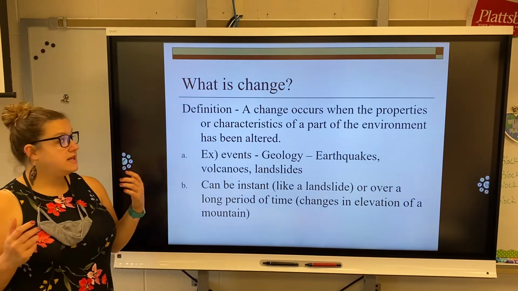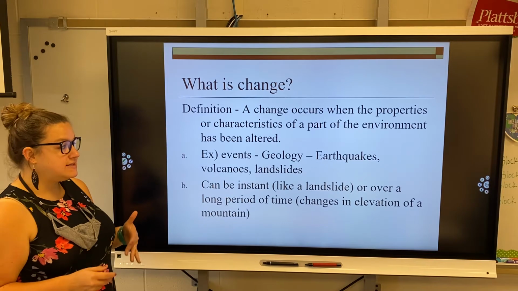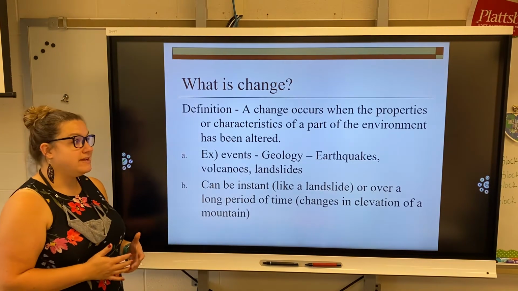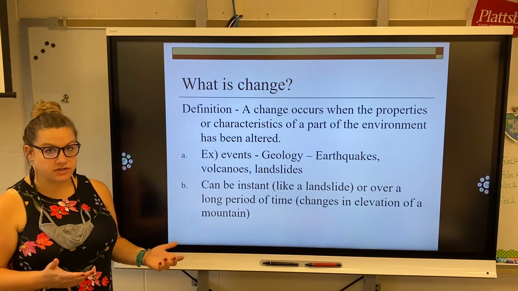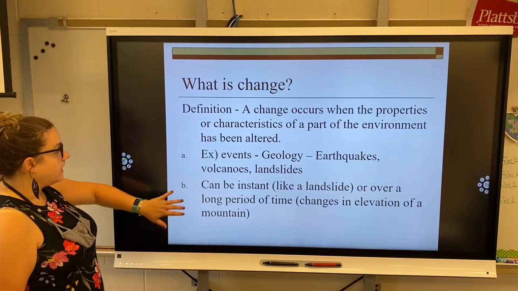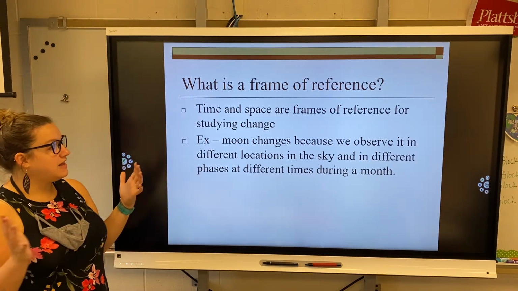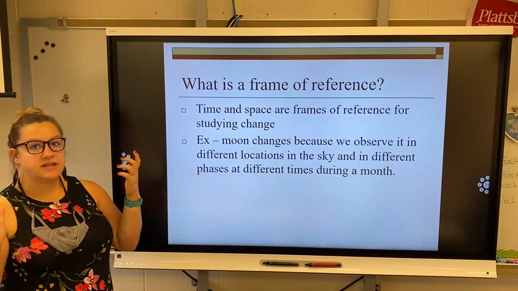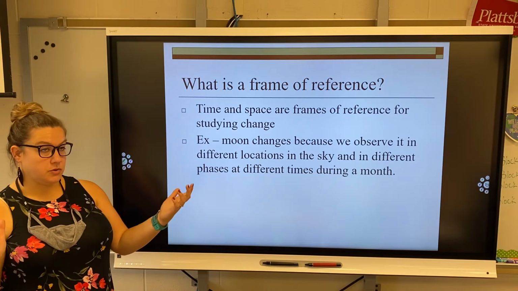Now, these changes can be instant, like they can happen in a snap, and sometimes some of these changes happen over long periods of time. It may take 100 years, it may take 1,000 years, it might take millions of years for these changes to occur. Okay, so a frame of reference is a time and space that something happens. This is how we study change, is how long it takes in order for something to change.